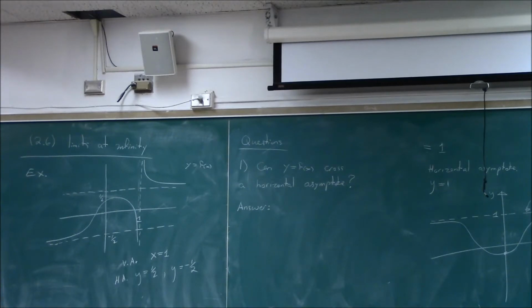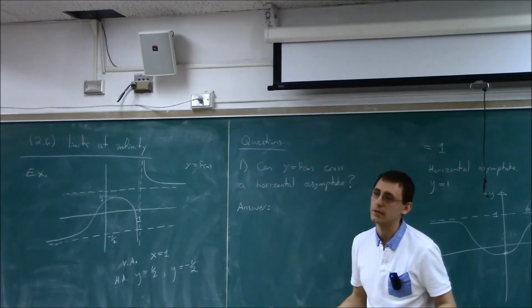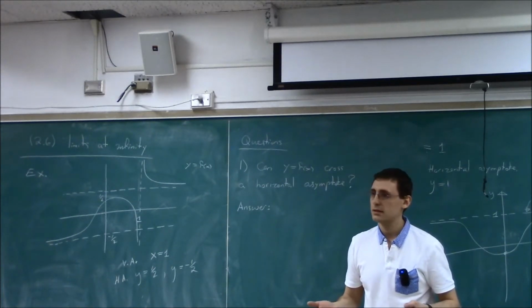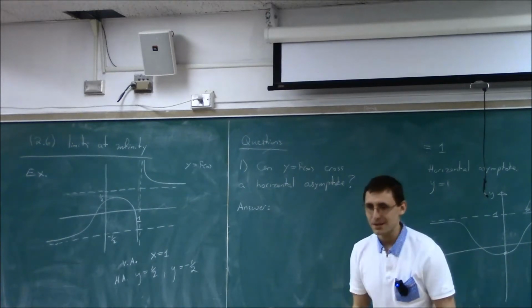Now, you say you remember that you might be able to cross a horizontal asymptote. What is a horizontal asymptote? I want you to use your logic, use your definition. So what is a horizontal asymptote? And from there try to predict if you can or can't cross it. Okay, one person says you can't.